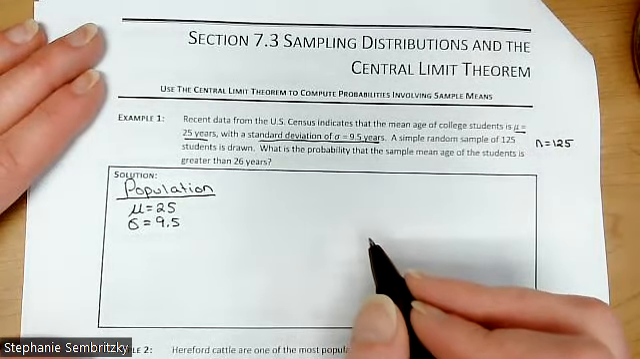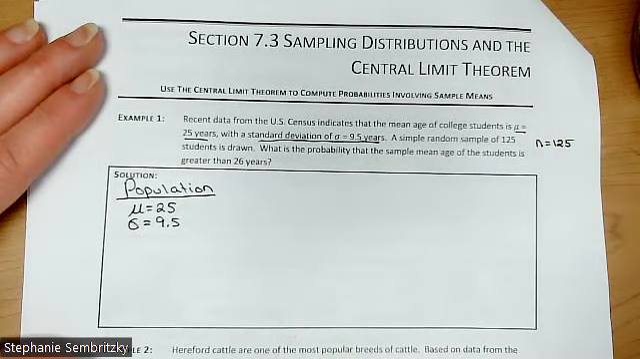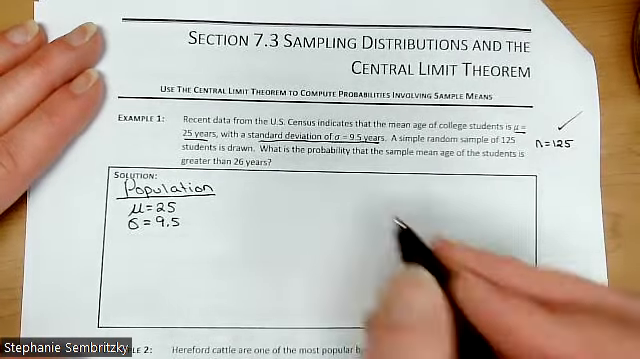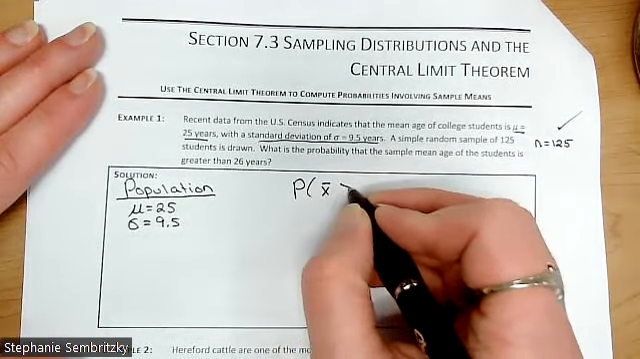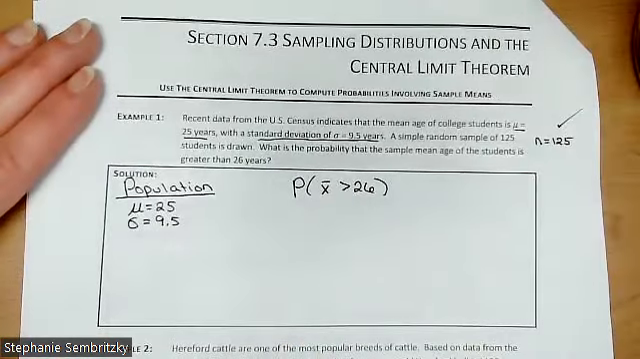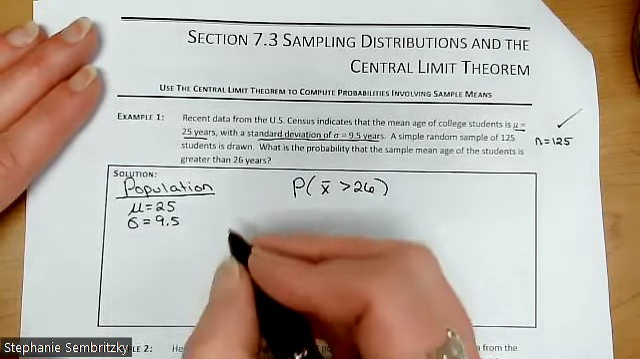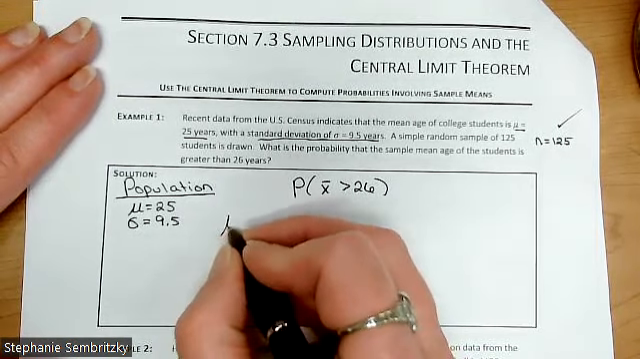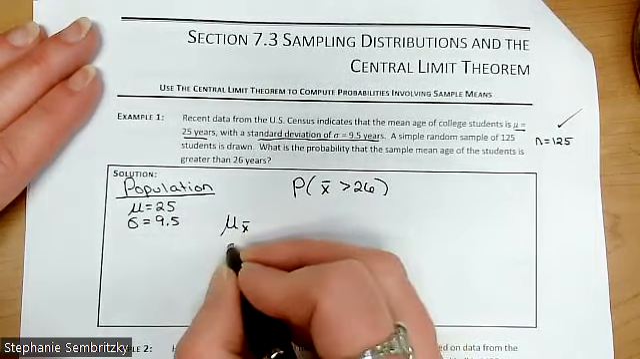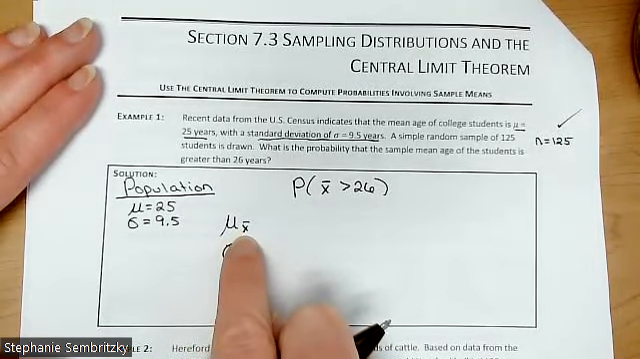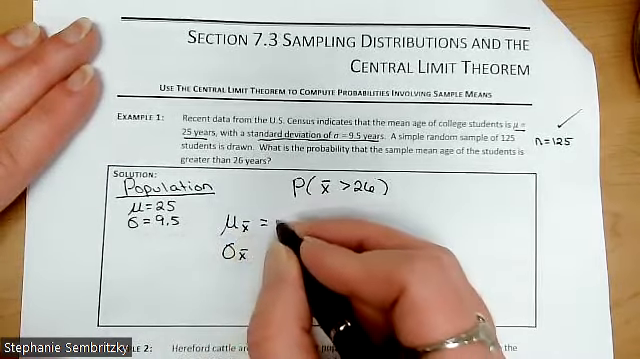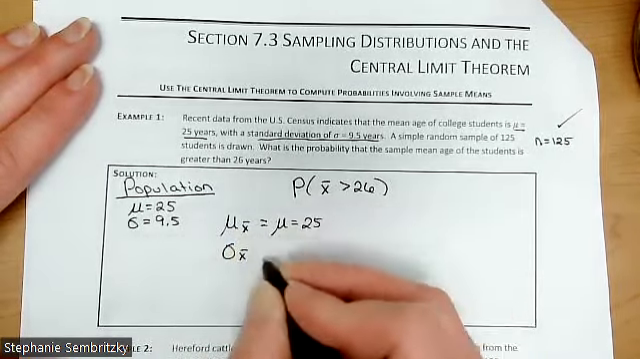Are we good under the assumption? Did they say we were normal? No, but is our sample size big enough? Cool, so check. We want to find the probability that the sample mean age is greater than 26. Now, what we're going to put in the calculator, we need to find the mean of the means and the standard deviation of the means. Well, what was the mean of the means? 25. It's the same as our population mean.